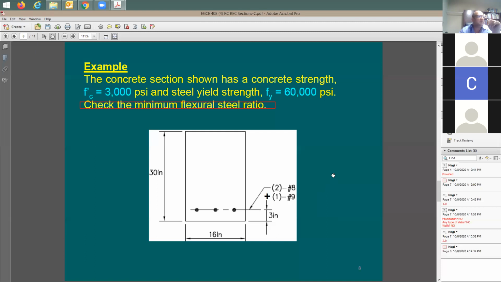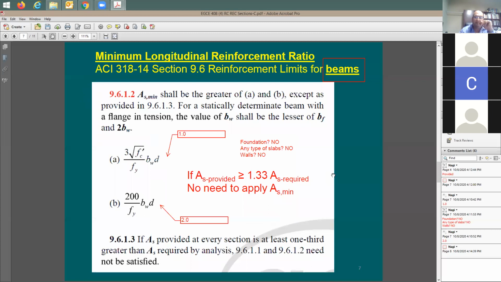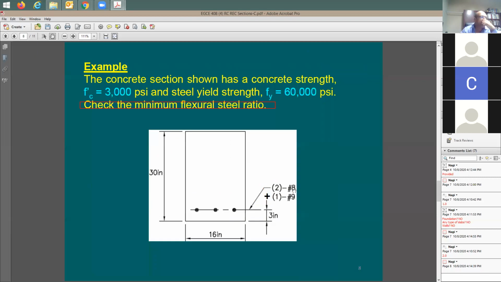Let me go back here one slide. Why the demand? Because I don't have this required. So this entire condition, I cannot figure it out. Why? Because simply, I don't know exactly how much is required. All I know is what was provided. I need to check this against the minimum. So I cannot use this exemption in this case.